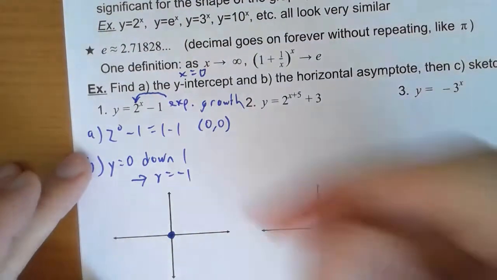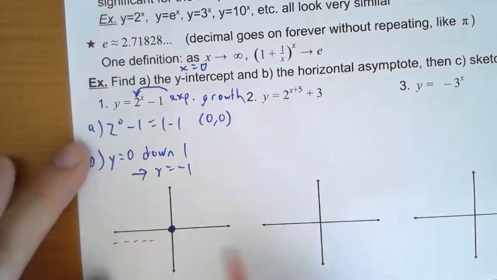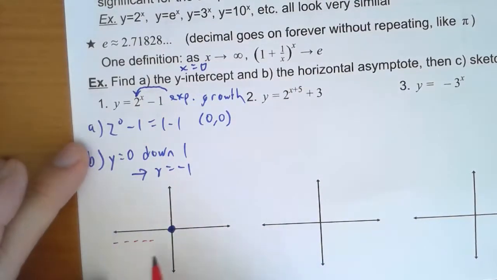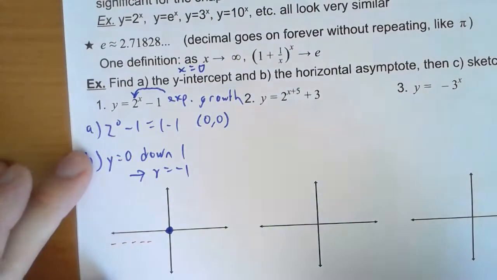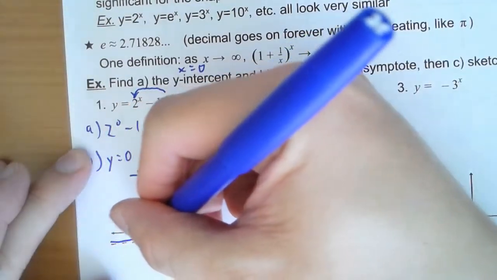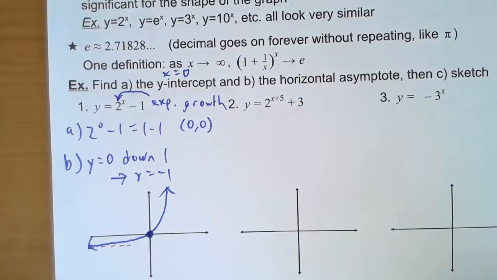So we're going to have the horizontal asymptote just on the left side. I mean, if you draw the dashed line all the way across, it's okay. But I'll just draw the dashed line on the left side because that's where the asymptote is going to be. And then from there, just kind of draw that rough exponential growth shape. And that's really all we need.